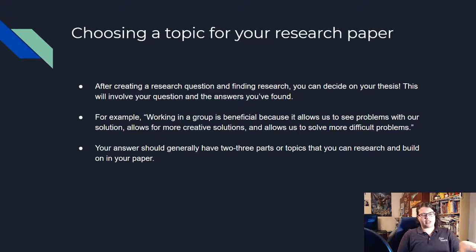The example in this, of course, was how is working in groups beneficial? And the answer to that, the thesis, was working in groups is beneficial because it allows us to see problems with our solution, allows for more creative solutions, and allows us to solve more difficult problems.